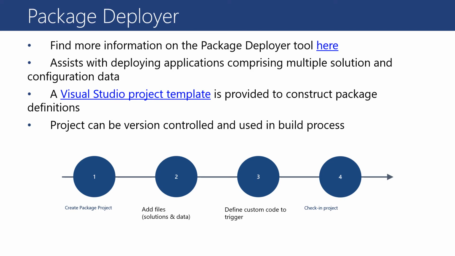A Visual Studio project template is provided to construct package definitions. The project can be version controlled and it can be used in the build process. The basic steps are this. You create a package project, you add your files, solutions, and data, and potentially custom code. You define your custom code that's going to trigger your process, and you check in your project.